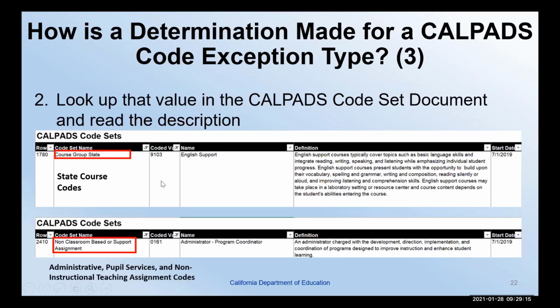The second code set that you're looking for in that document is the non-classroom based or support assignment code set. That code set is specifically for your non-instructional assignments. So administrative, pupil personnel services, as well as any teachers who are in non-instructional assignments. This document is available publicly. We did post it on a link in a previous slide. So make sure you bookmark this link so that you can reference this document pretty easily when you're looking at descriptions for each of these code values.